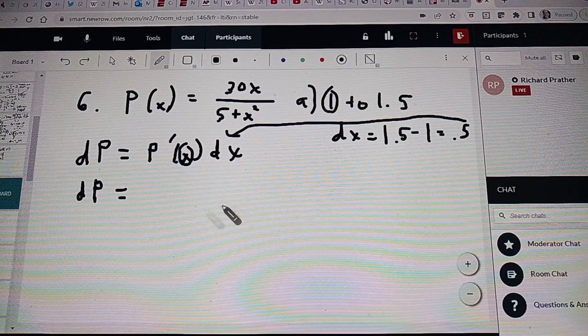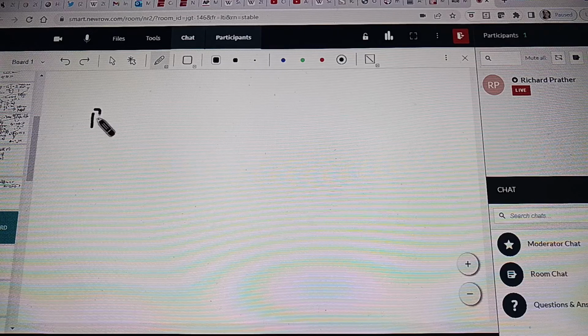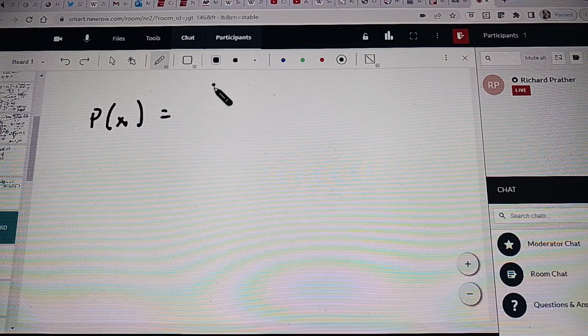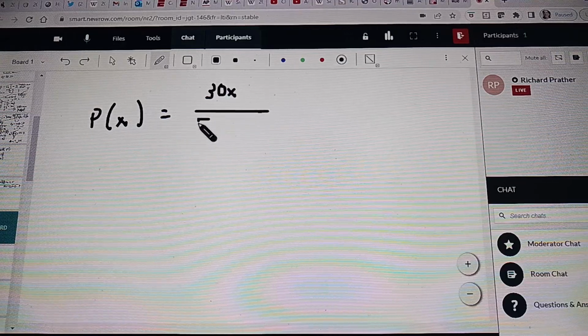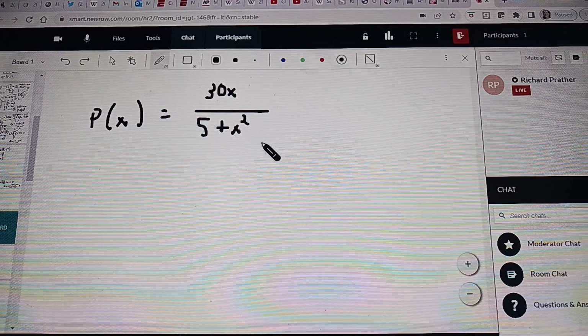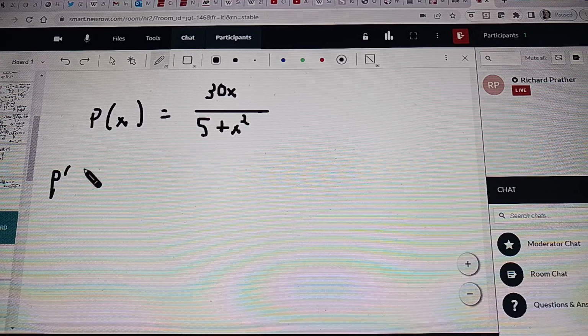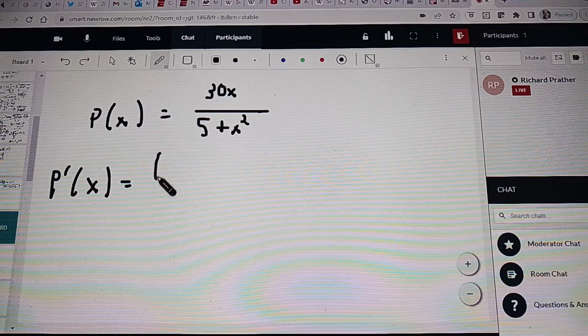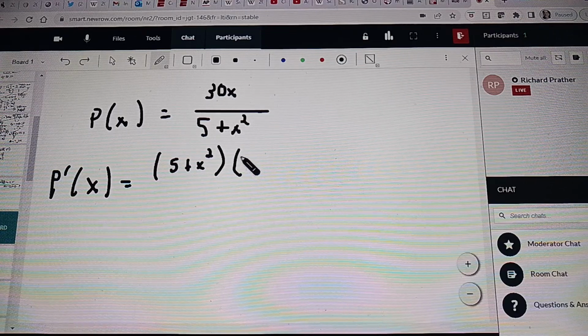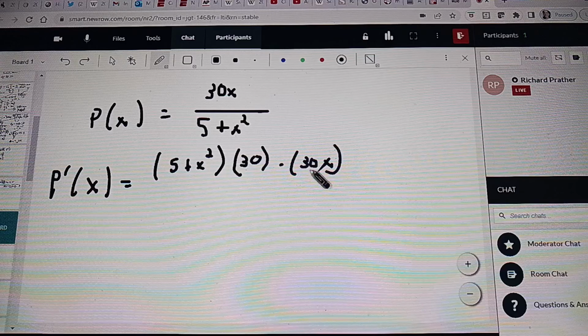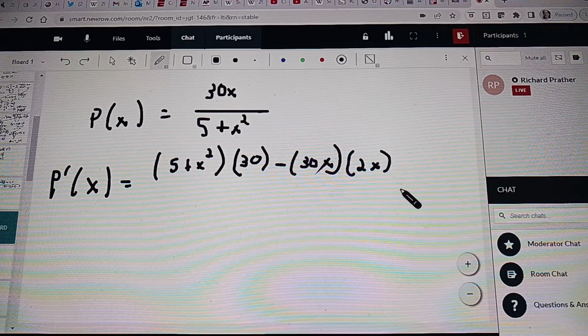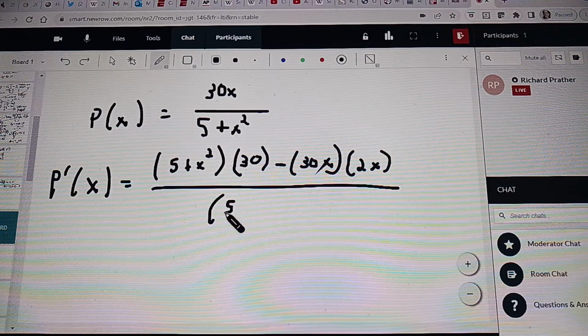So the derivative is, maybe I'll do this on another page. This is going to be a quotient rule, unfortunately. 30x over 5 plus x squared. We got a function of x divided by a function of x, so good review of the quotient rule. Second times derivative of the first. Derivative of the first is just 30, minus the first times the derivative of the second. The derivative of 5 is nothing. The derivative of x squared is 2x, over the second squared.